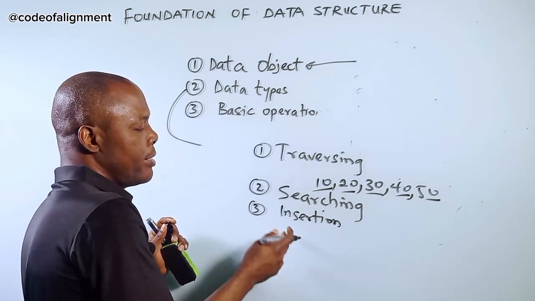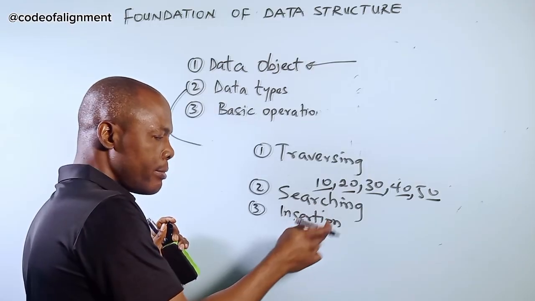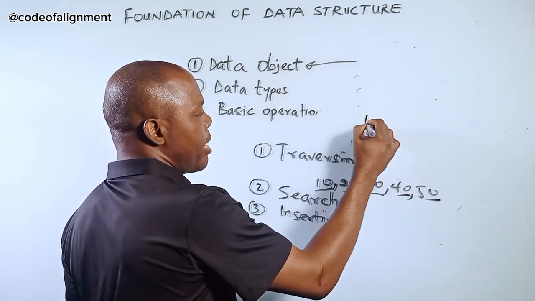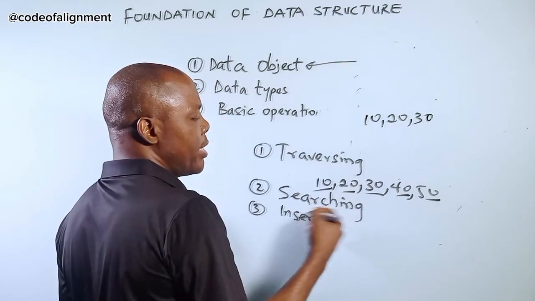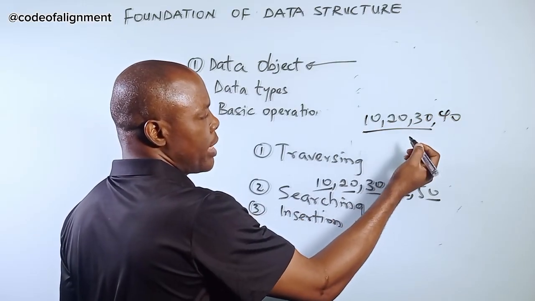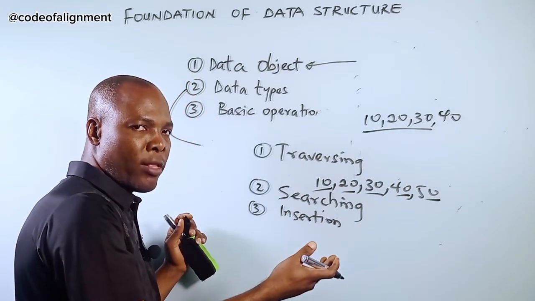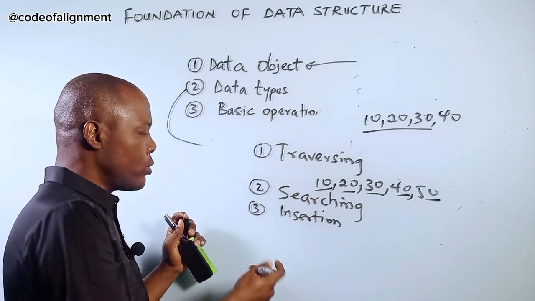That is inserting data, right? So you have 10, you have 20, you have 30, right? And then you want to insert 40. So before, it is 10 to 30. After insertion, you have 10 to 40. What kind of algorithm will be written to achieve that? That is also part of what we are going to study.